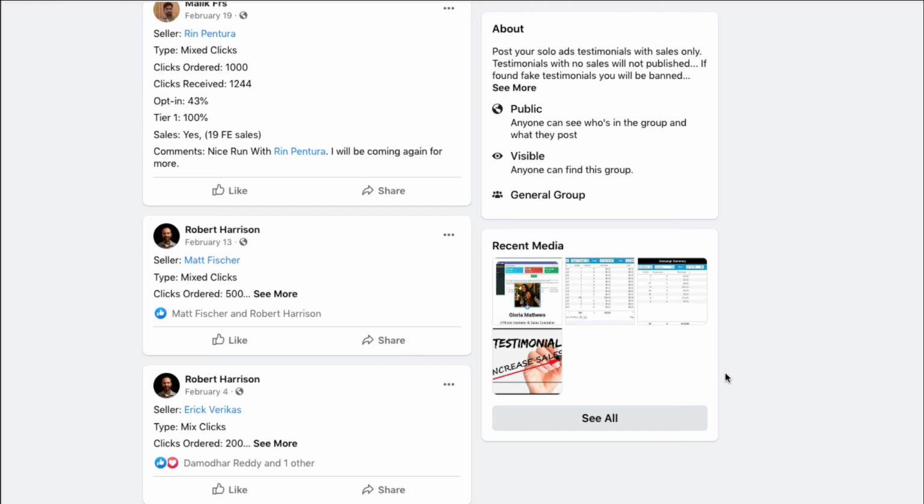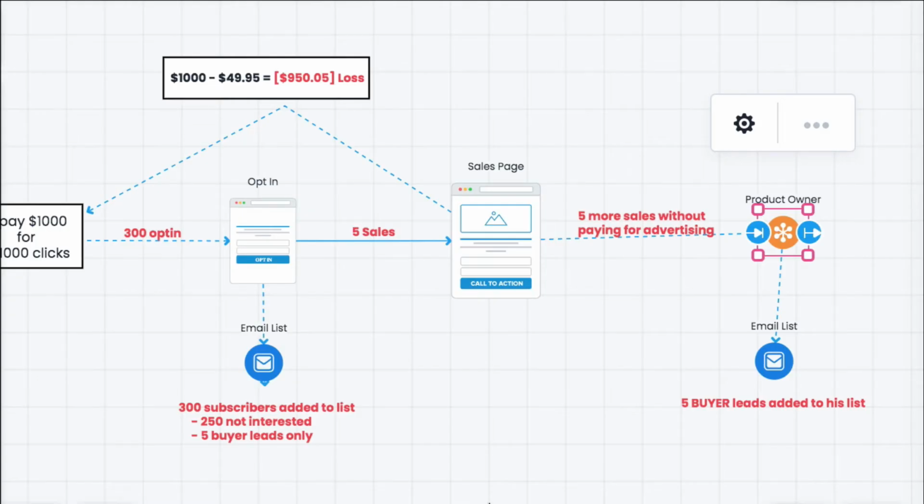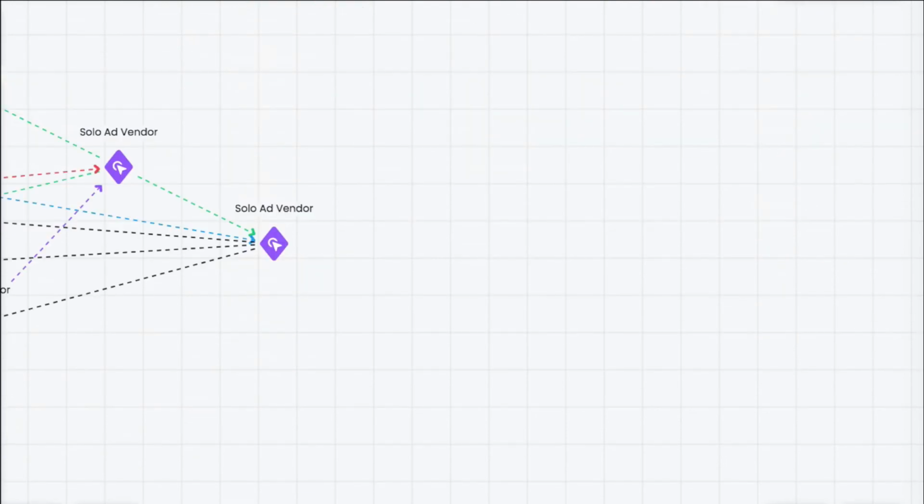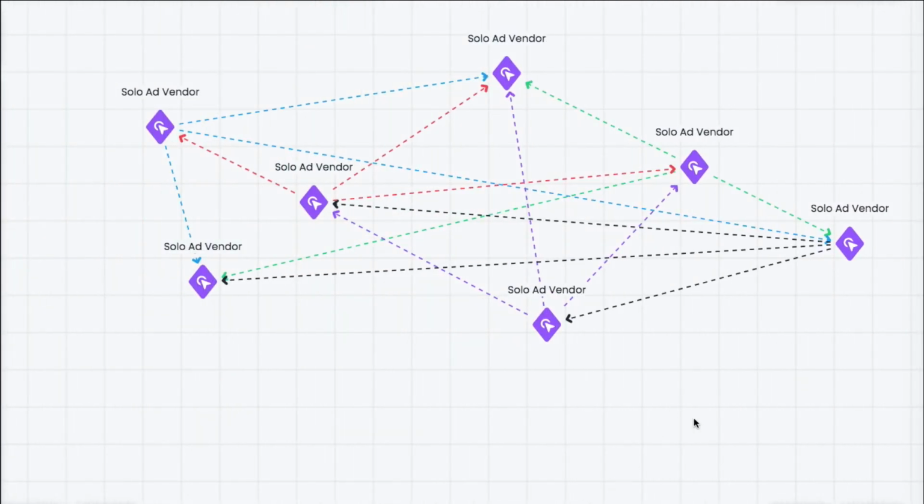Okay, now think about this for a minute. These solo ad lists are usually built the same way yours is. Let's go back to my example here. I know this looks like a mess, but let me explain. So let's say these are all solo ad vendors, all these purple spots here. They turn to all the other vendors and they buy solo ad packages, and they get a certain percentage of opt-ins, and then these opt-ins are growing their own lists, okay? Then they turn around and they sell these packages to people like you for a profit.